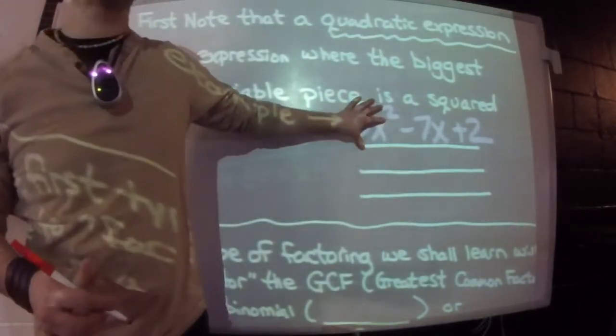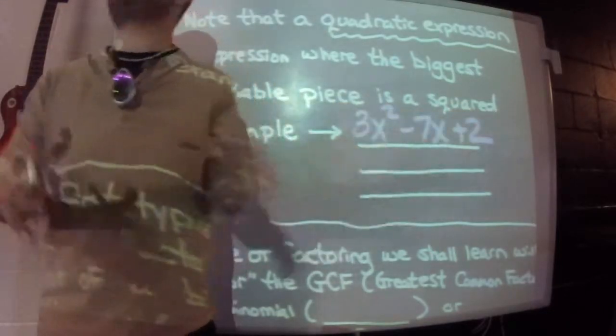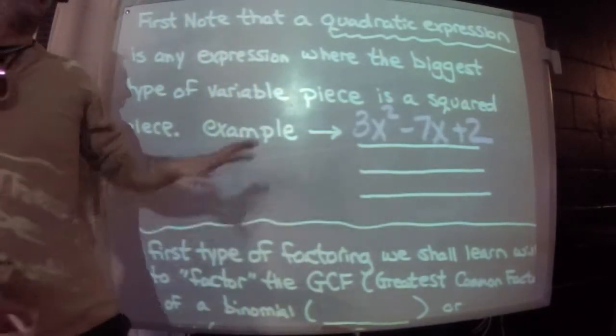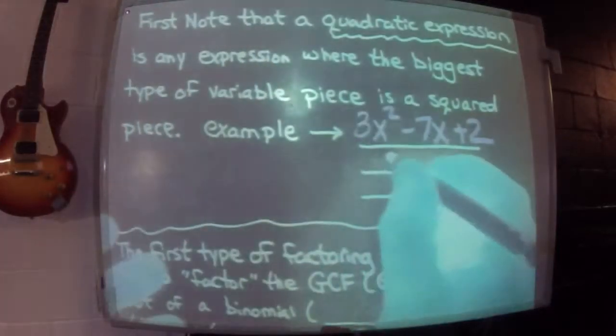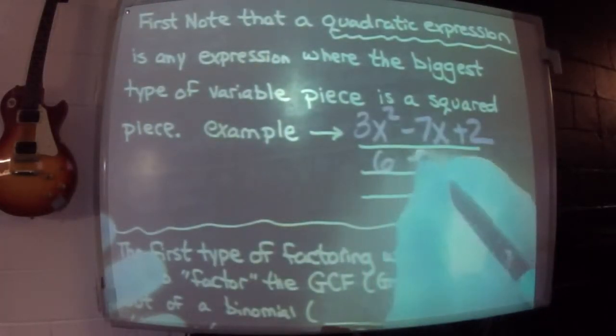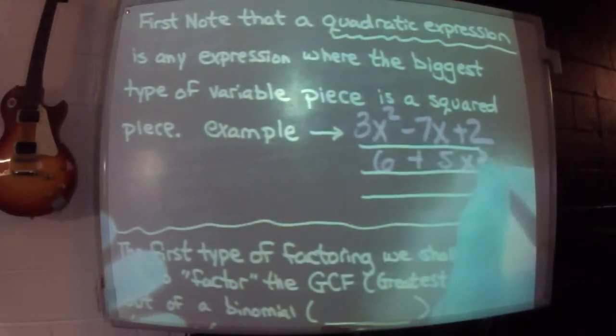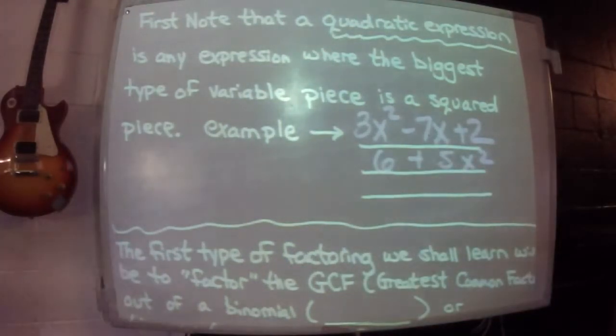You can have an x squared piece, an x piece, and a number. You don't have to have them all. You can have just the x squared piece and the number piece. So say that you said 6 plus 5x squared. It's quadratic. How do I know? Because of the x squared piece. Here's the question. If I say, is it quadratic, you just have to say, is there an x squared piece, yes or no? Yes.